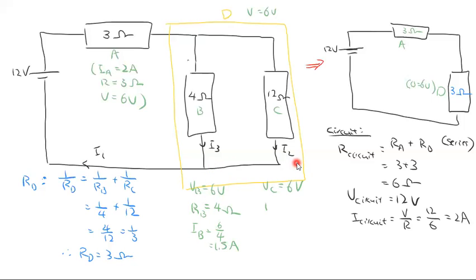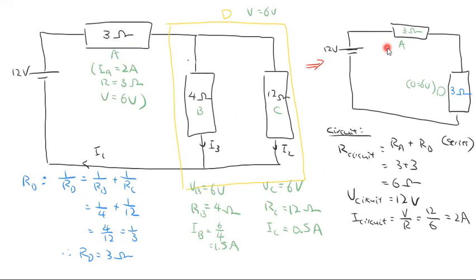Similarly, what's the resistance across C? It's 12. So what's the current across C? 0.5. And therefore, you can see, 1.5 plus 0.5 equals 2. It all makes sense as well. So we've worked out the V, I, and R for A. We've worked out the V, I, and R for B. We've worked out the V, I, and R for C. We've worked out the V and R for D.